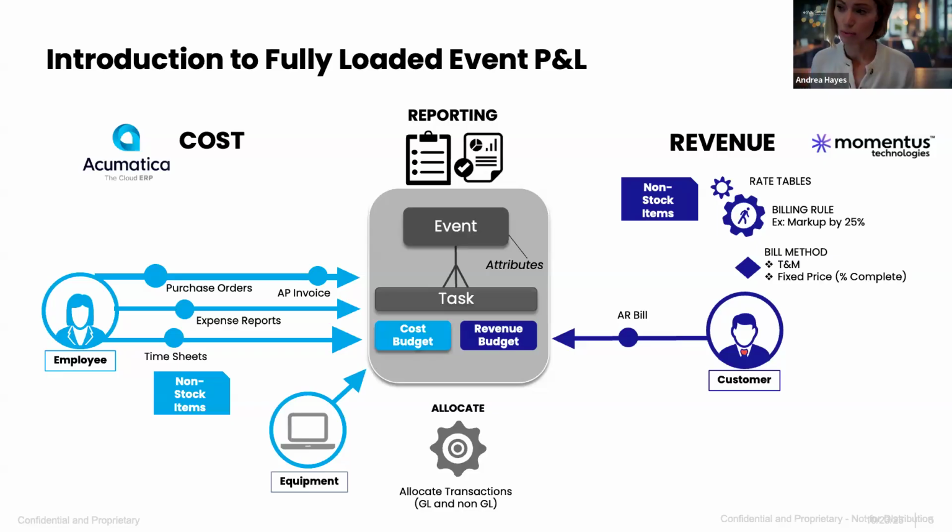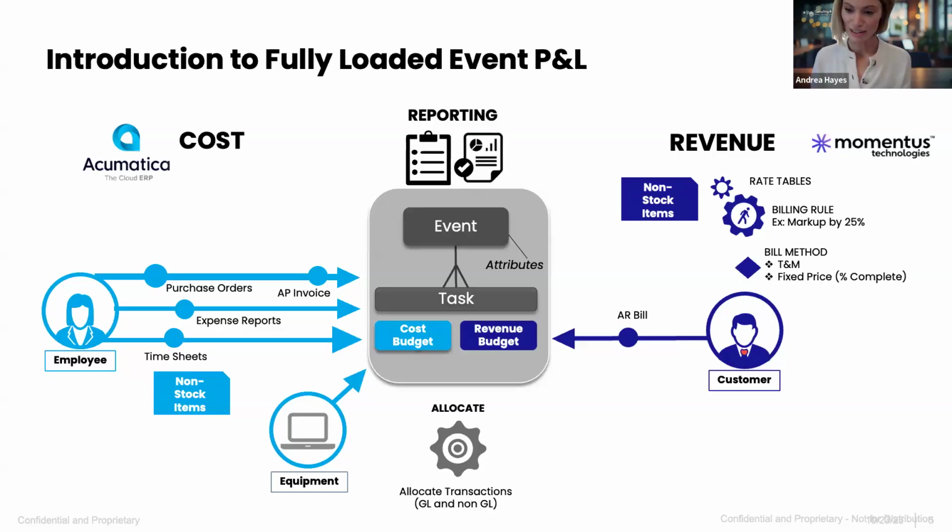Then with the integration with Momentous, we bring in things like obviously the AR, right? So maybe there's rate tables. Maybe we think about how we rate those differently. We code the revenue to different tasks or different what we call non-stock items. That would come into Acumatica and hit the event side. And so you could see a full event P&L.